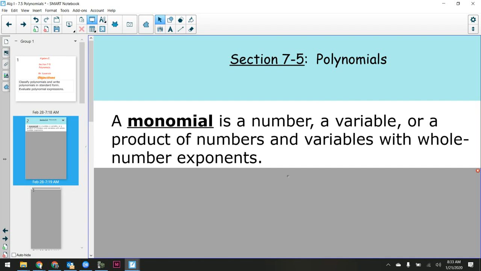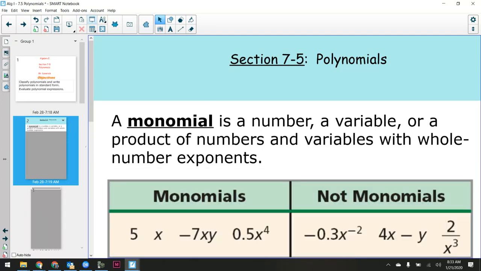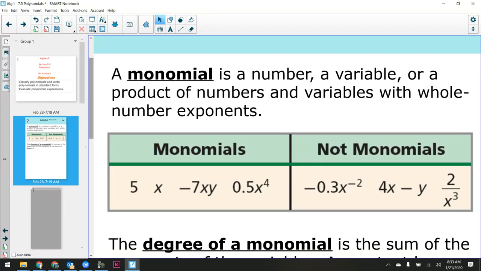A monomial is a number, a variable, or a product of number and variables. The prefix mono meaning one, right? Mono means one, single term, okay? You have one term. Should you see any addition or subtraction when you have one term? No, you should not see any addition or subtraction. So take a look at some examples that you see there. And again, this is on your guided notes.